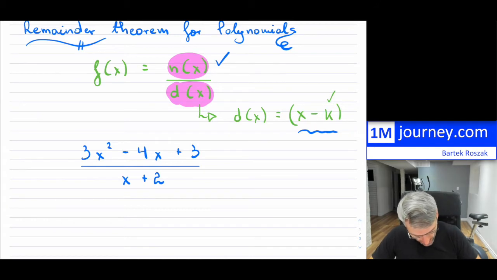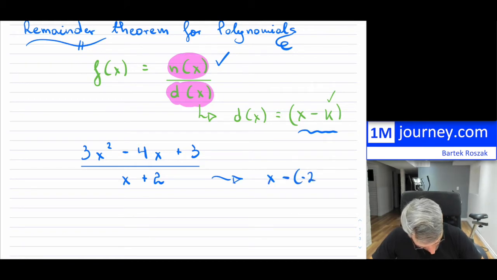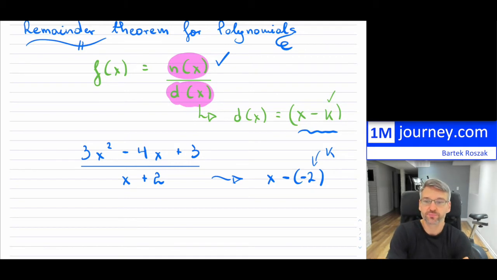Now, you might say, well, isn't it supposed to be x minus k? Well, you can, of course, rewrite this as x minus negative 2, which gives you the x plus 2, and that would have been your k right here, which is your negative 2. So it doesn't matter. Whether this is positive or negative is irrelevant to us, so it can be either one or the other.